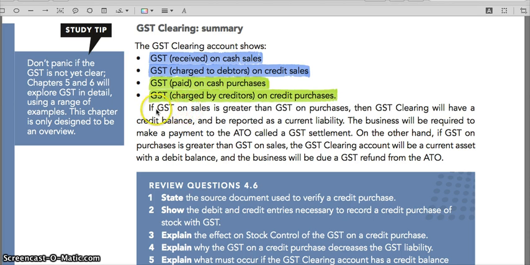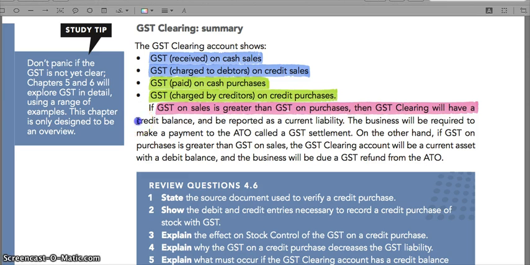This is the situation that we're aiming for. We want the GST on sales to be greater than GST on purchases. In this case, GST will have a credit balance, which means it will be reported as a current liability. Although it means a payment will need to be made to the ATO, called a GST settlement, it means we're receiving more money than we are paying out, which is obviously a good thing. That means our business is turning a profit, which is the name of the game.